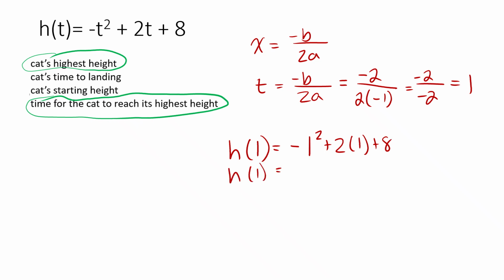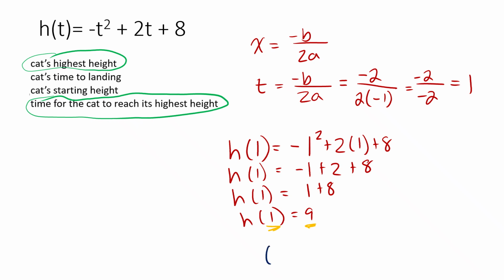And Desmos will do this for you as well, just so you know. Okay, and what do we have here? That's 1 plus 8 or 9. And if you remember your function notation, what that tells you is when x, or in this case t, is equal to 1, the y value is 9. And so that answers your question. What is the highest height? 9 feet. And what is the time it takes to get there? 1 second.